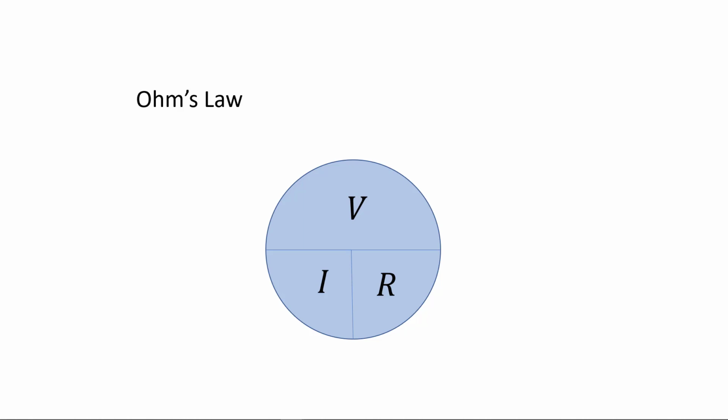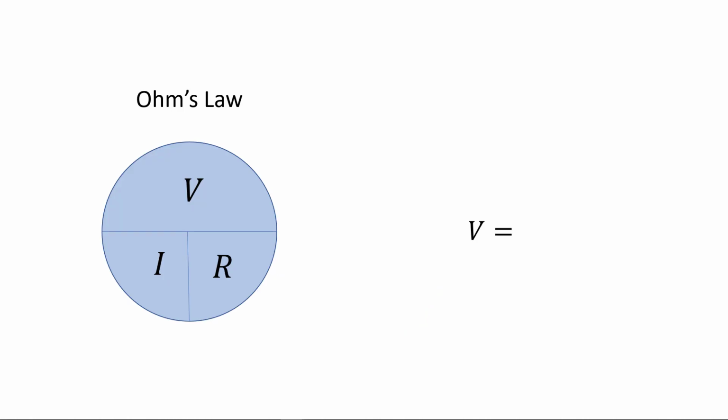Ohm's law describes the relationship between voltage, current, and resistance. This circle is a common representation for Ohm's law because with it we can determine the three forms of Ohm's law. All we need to do is cover the variable we want to solve for. For example, here we'll cover up the V, and the remaining variables tell us that V equals IR, or I times R.